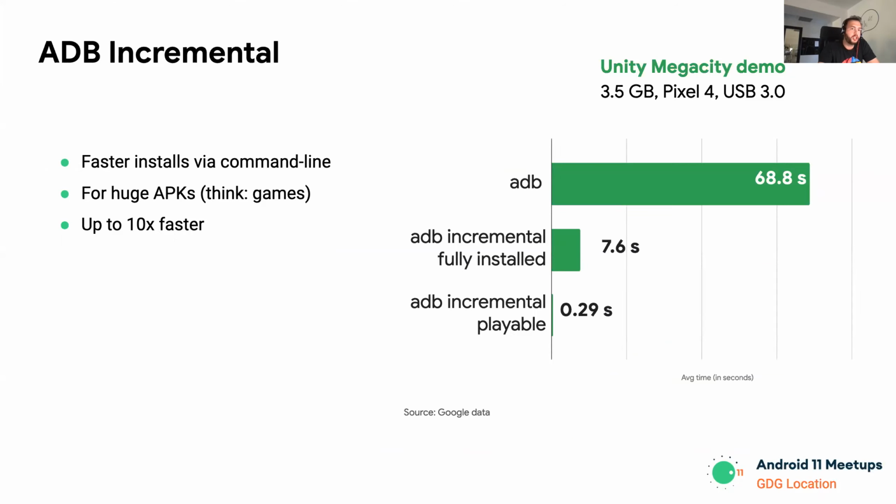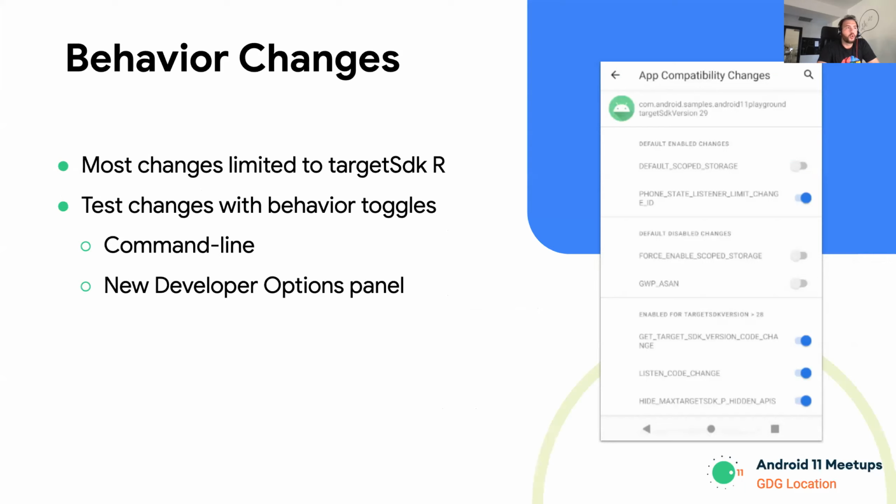Another very interesting change is the incremental ADB, and this comes with much faster installs, and based on their tests, it actually can be up to 10 times faster than previous versions of the ADB installation. There's also a very nice feature to allow us to test all these behavior changes that happen in Android 11. It's a compatibility option change that you can change via the developer options panel. And using this, basically, you can test out the migration of your app to Android 11.